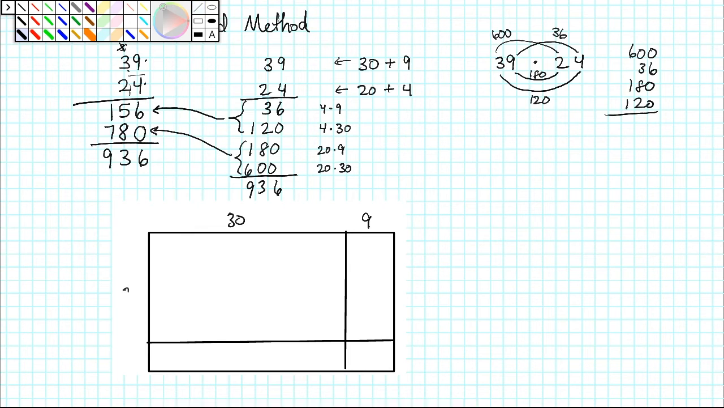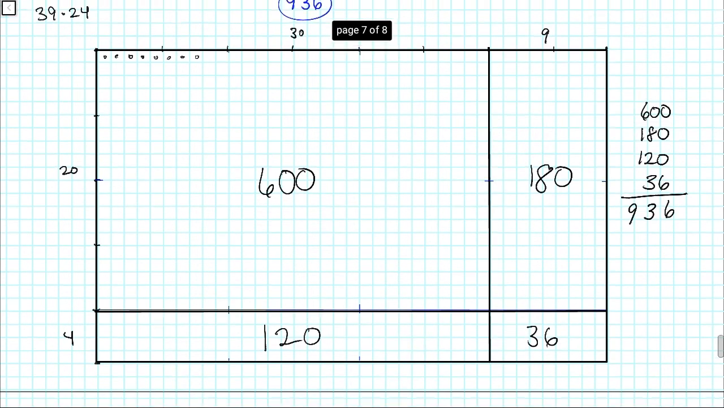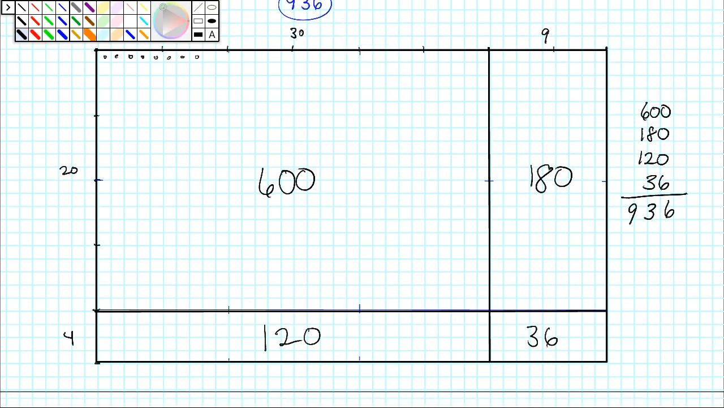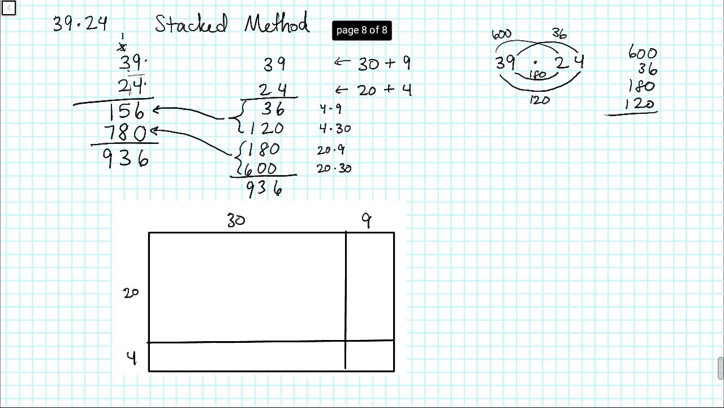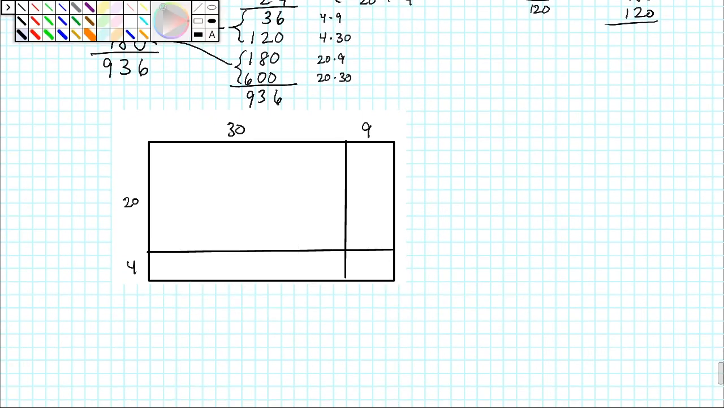24 is 20 plus 4. So this is supposed to represent exactly the same picture as what I had up here, except I'm just not making it with every single square inside. It's just made to represent what that picture shows.